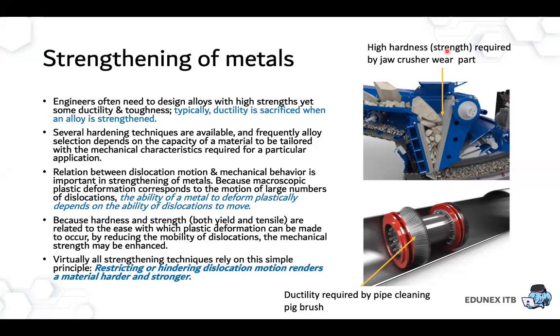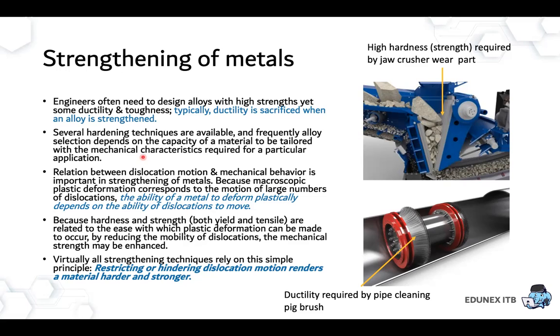Okay, so engineers often do this to design alloys with high strength. For example, yesterday I explained about the jaw crusher, which needs a very strong and very hard steel to crush rocks, or a big pipe cleaning brush, which should be very ductile and also flexible. Even if it is the same material, still steel, we can engineer the metal's properties.